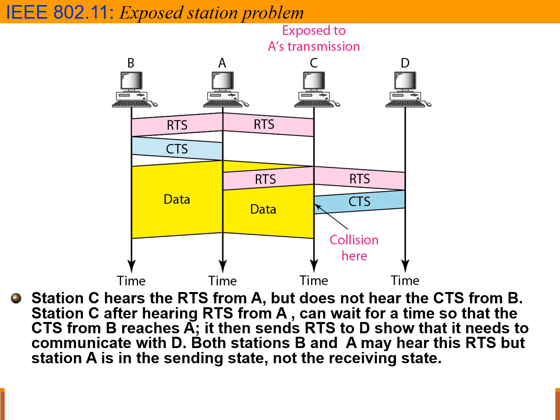We have an RTS from B to A and C, and then we send the data using an RTS to C and D also. Here some collisions may occur, since station C hears the RTS from A but does not hear the CTS from B. Station C, after hearing the RTS from A, can wait for a time so that the CTS from B reaches A. It then sends the RTS to D, showing that it needs to communicate with D. Both stations B and A may hear this RTS, but station A is in the sending state, not the receiving state.